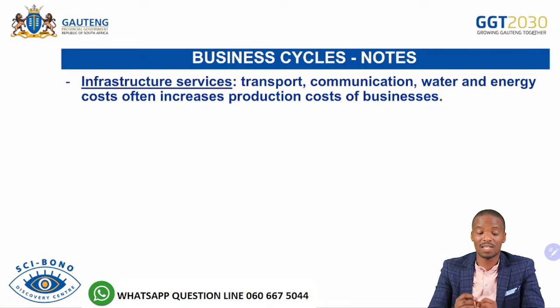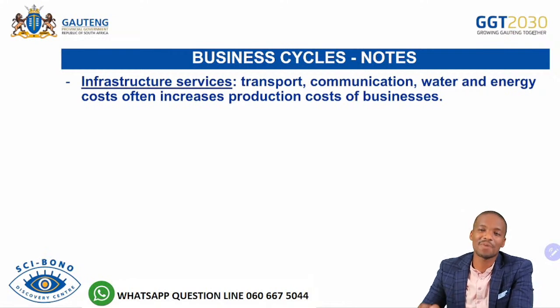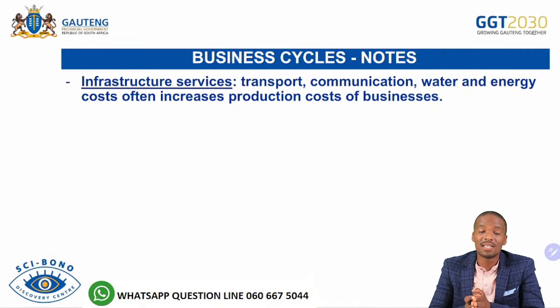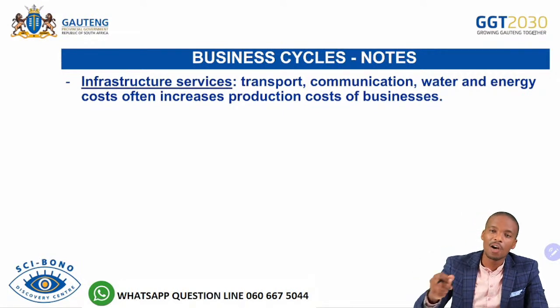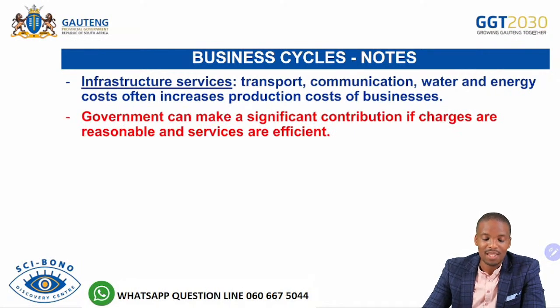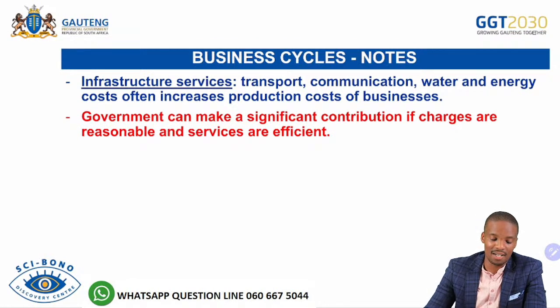So if all those things are found at a reasonable price, or if they are cheaper for us to do that, it means the same applies, the output or the product that is to be sold will be sold at a price that is reasonable, at a price that won't be too much or won't increase. That is what we want, grade 12 learners. The government can make significant contributions if charges are reasonable and services are efficient.